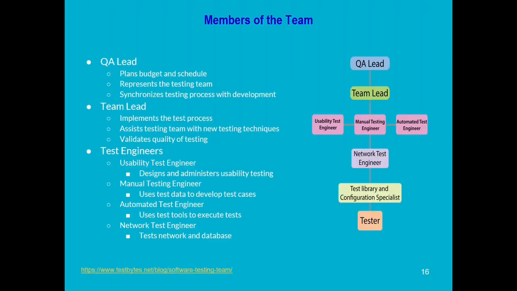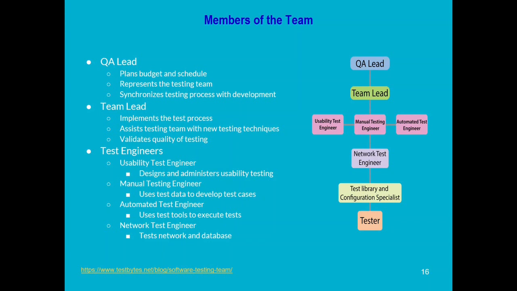The next topic we'll be going over is the test team. You have the QA lead, who plans budget and schedule, represents the testing team, and synchronizes the testing process with development. A team lead implements the test process, assists the testing team with new testing techniques, and validates the quality of testing.